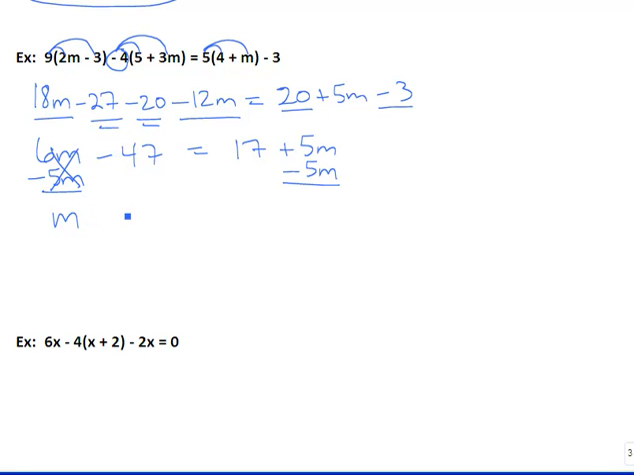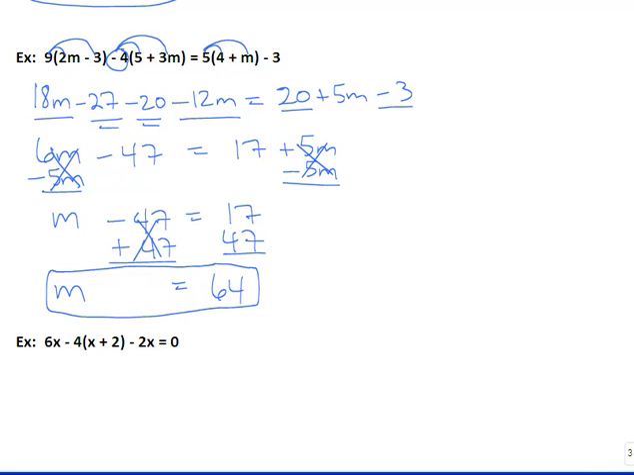These cancel out to that m. The minus 47 is still there. The 17 is still there. And these cancel out to 0. Now that we have m by itself on the left side, we need to add 47 to the right side to further isolate m, and we get m equals 17 plus 47, which is 64. So our solution is m equals 64.